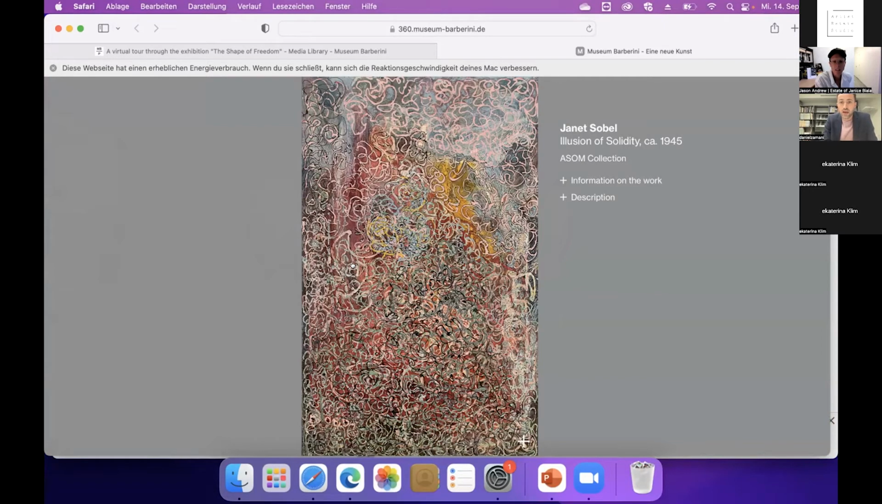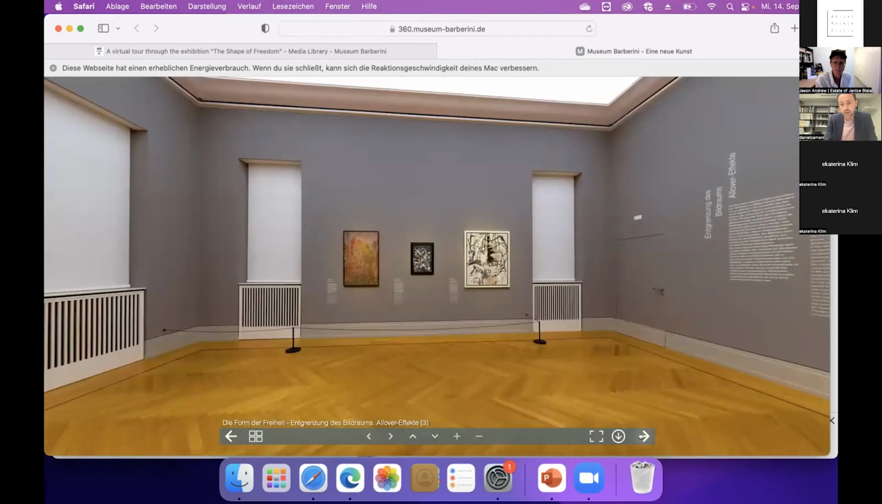This one here, Illusion of Solidity, also from the ASOM collection, actually a drip painting that she made around 1945. And Sobel, who came from Ukraine, had exhibitions of her drip paintings in Peggy Guggenheim's Art of This Century Gallery, New York, where Pollock was under contract at that time. And interesting, of course, that Pollock sees these drip paintings by Sobel, and then he starts dripping a few months later at the end of 1946. So again, an interesting story that I think needs to be discussed or explored much further.